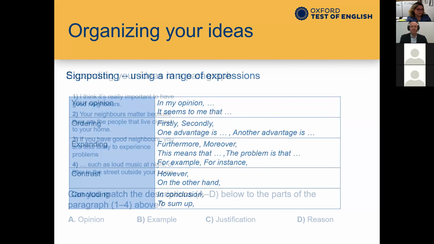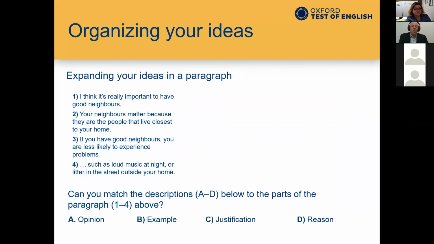Use these expressions. Now, organizing your ideas in paragraphs. Right at the beginning, I showed you how Samir's mazacote was much better when it was broken into 3 paragraphs. Here we've got 4 paragraphs in a text. I think it's really important to have good neighbors. The second paragraph is, your neighbors matter because they're the people that live closest to your home. Number 3, if you have good neighbors, you are less likely to experience problems. And number 4, such as loud music at night or litter in the street outside your home.